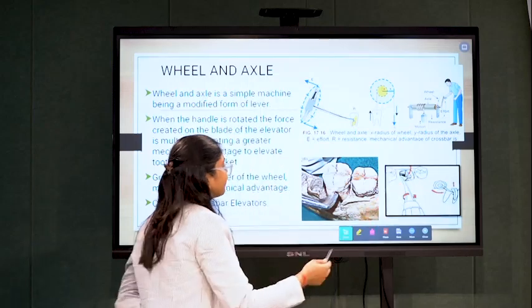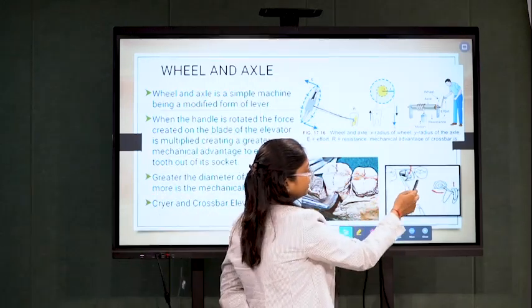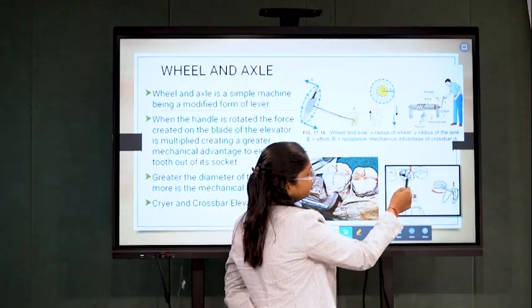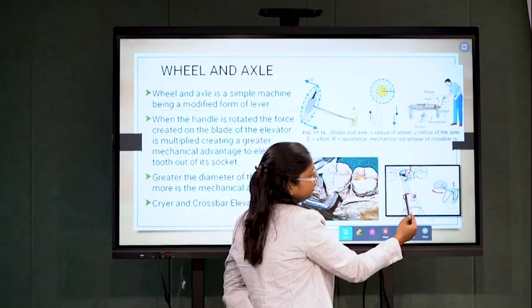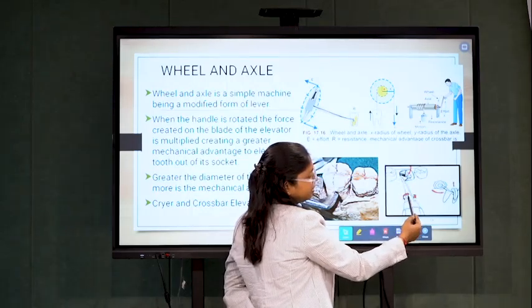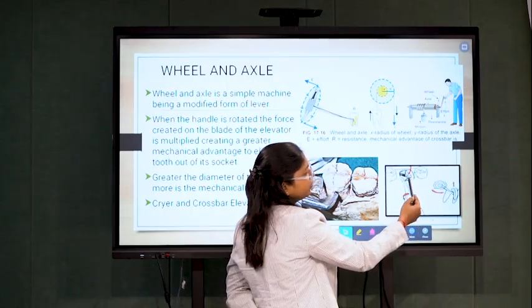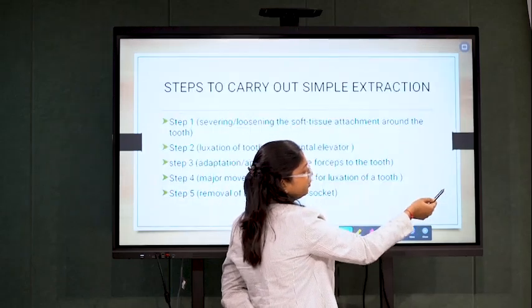In the same way, when we are extracting any root piece, we have to engage the root piece and give the force. The greater the force diameter generated here, the more will be the force at your working end, and the easier it will be to lift the tooth.